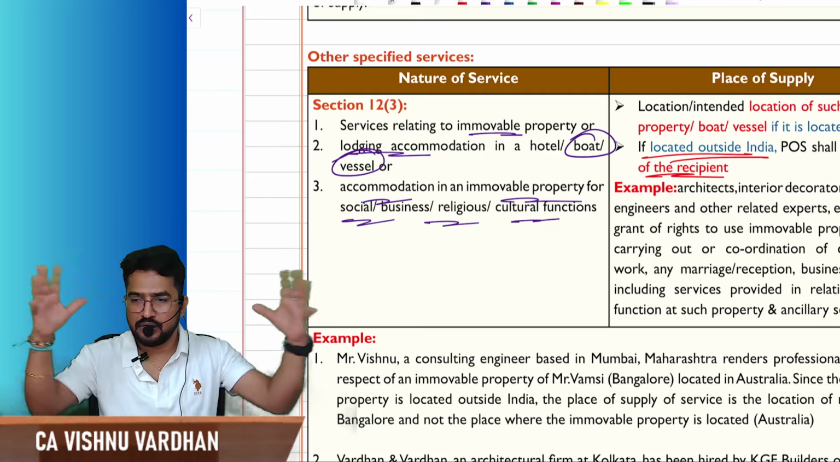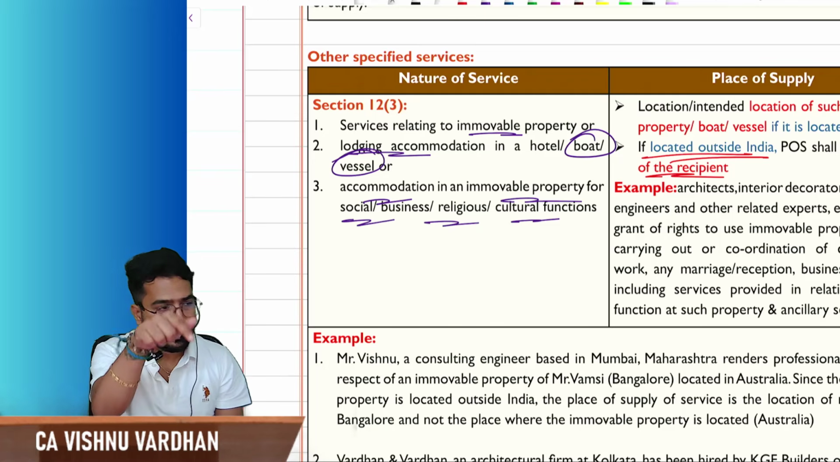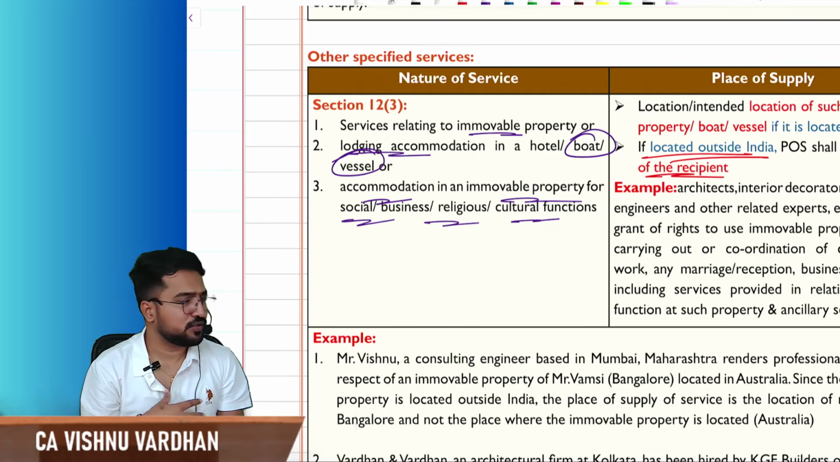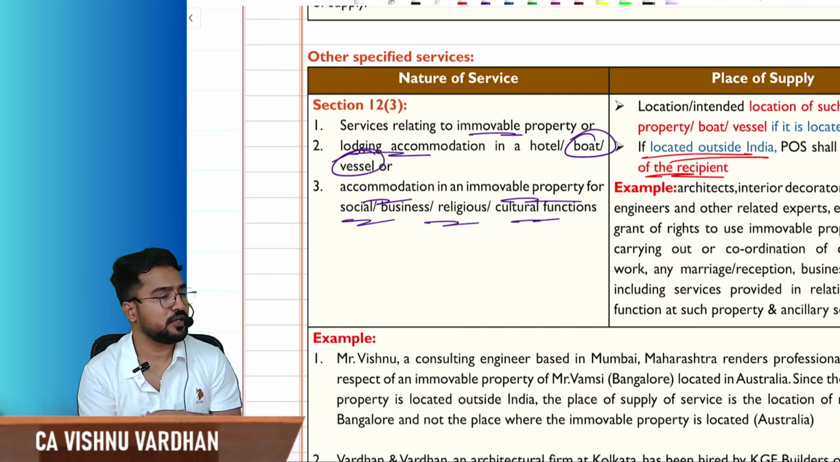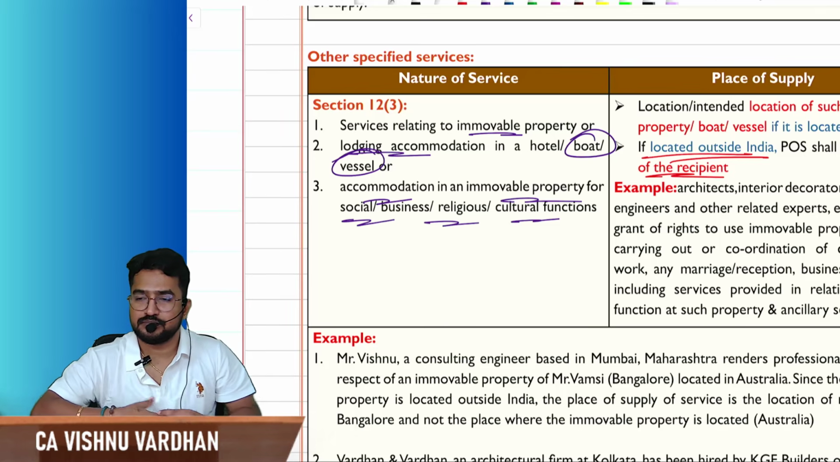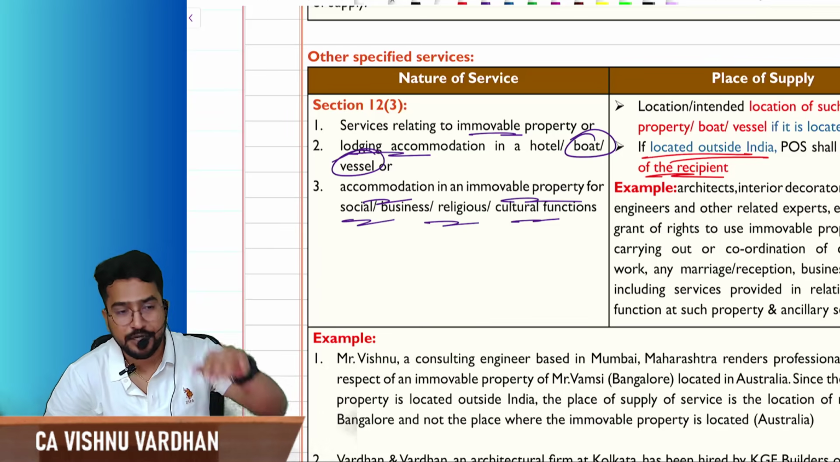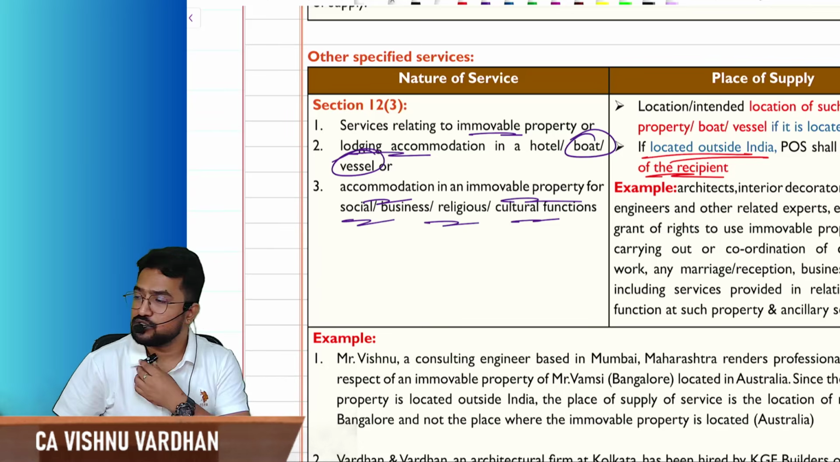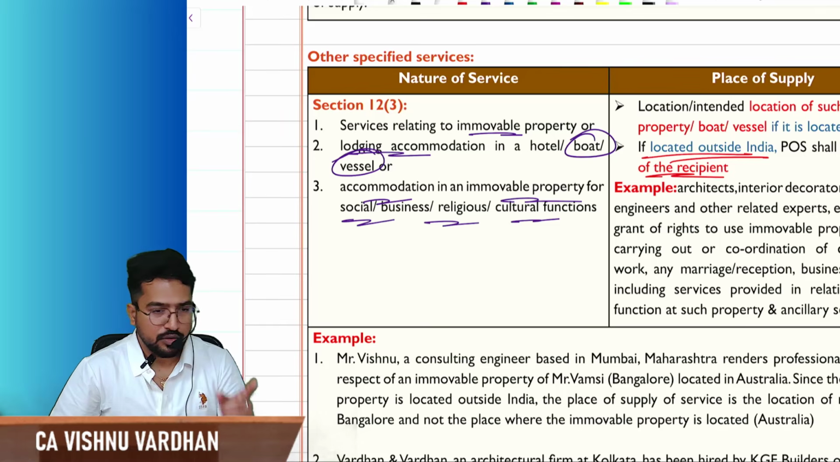For example, Kalyana Mandapam taken on rent is 12 subsection 3. Decorating the Kalyana Mandapam is also section 12 subsection 3. Incidental, correct? So all these things come under 12 subsection 3. What is the place of supply now? The location of that immovable property or where it is intended to be located. If it is located outside India, then the location of the recipient.